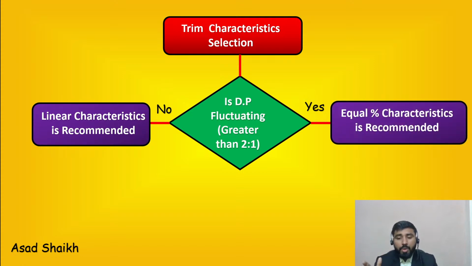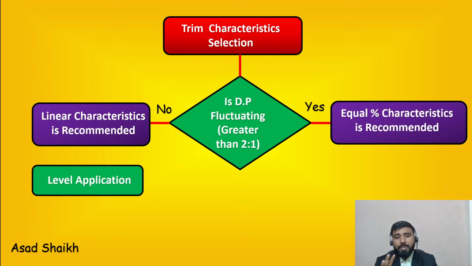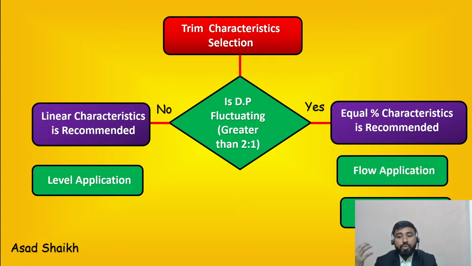Most of you who are working might have selected equal percentage characteristics. Sometimes it is just because you found it in some other data sheet and copy-pasted the same data, which is not correct. But most applications are tricky for us. When it gets to applications, we can also have this thumb rule that level applications are usually simple, so you will mostly see linear mentioned there. When it comes to flow or pressure applications, these fluctuate a lot, so usually you will have equal percentage characteristics trim mentioned here.